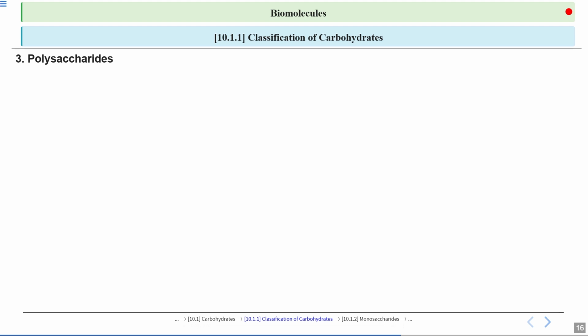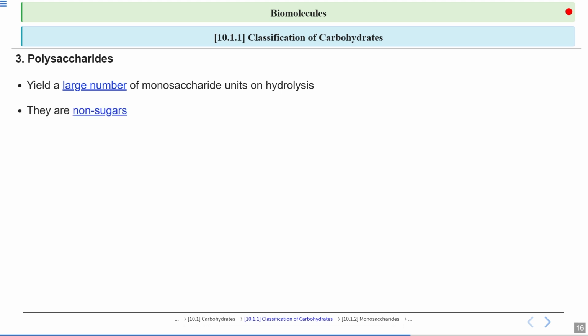Now next we'll talk about polysaccharides. They are unique because when they undergo hydrolysis, which is a reaction with water, they break down into a larger number of monosaccharide units. Unlike simple sugars, polysaccharides are considered non-sugars. This means they do not taste sweet and they do not dissolve easily in water. Examples are starch, cellulose, and glycogen.